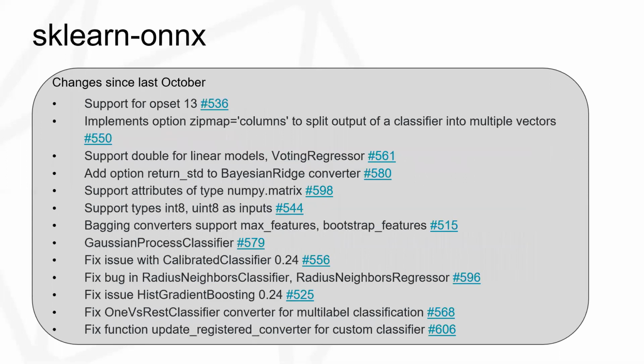Then we move on to sklearn to ONNX. It also was updated to opset 13. It supports now int8 and uint8 as inputs. It has better support for numpy matrices and a bunch of random changes, which you find in the slide deck.